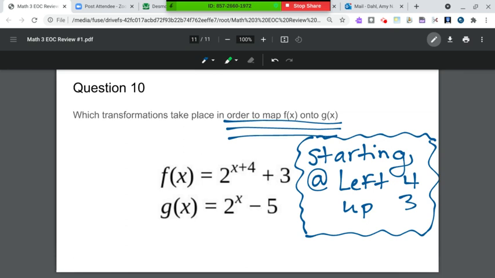That's where you're starting. That's not our answer. But if you're starting left 4 and up 3, and g of x is where you're ending, what shifts do you have to make to go from f of x to g of x? Right 4 down 7. Right 4 and down 8.